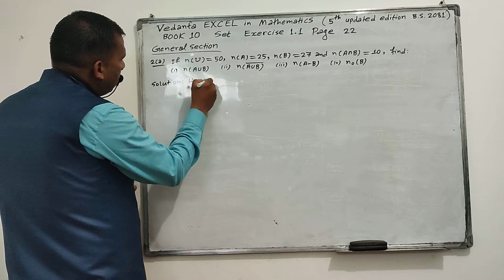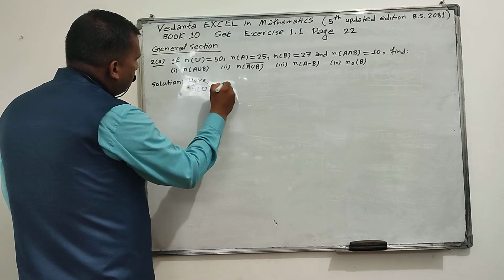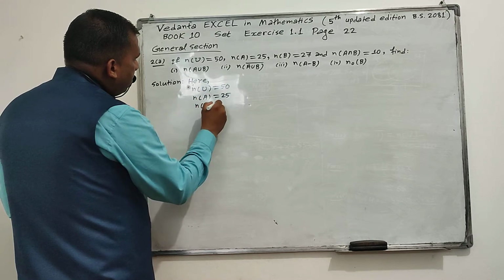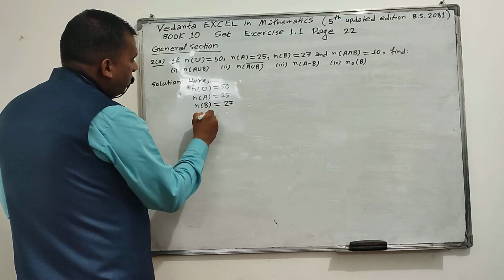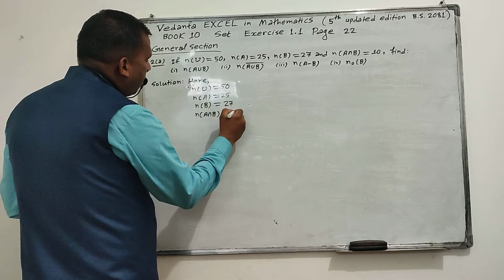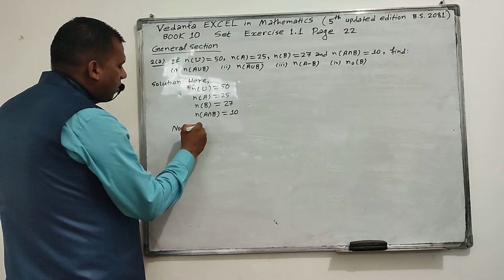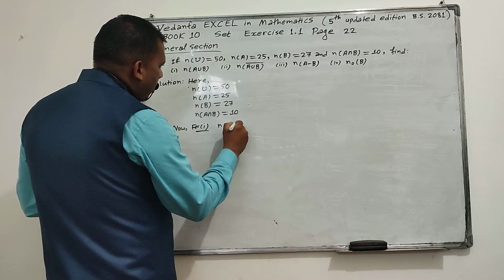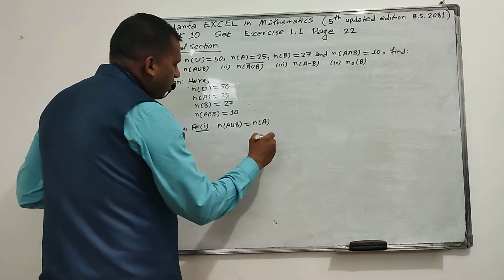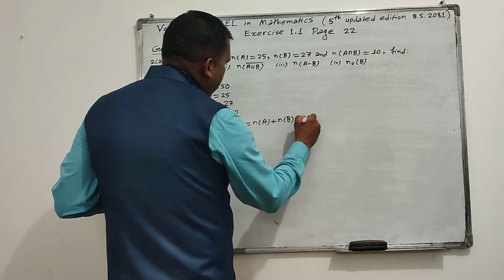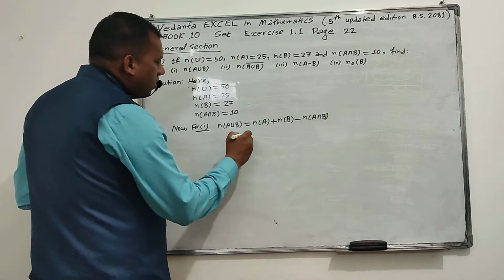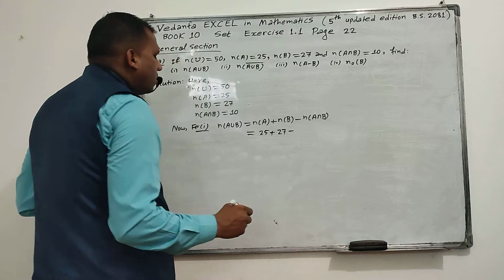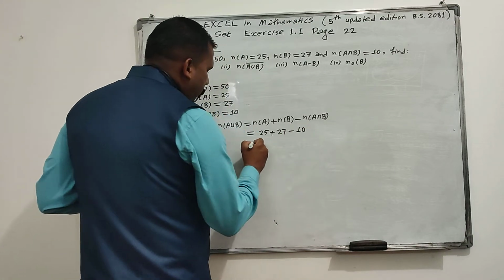Here, number of U equal to 50, number of A is 25, number of B is 27, number of A intersection B is 10. Now for 1, we have to find number of A union B. Using formula, number of A union B equals number of A plus number of B minus number of A intersection B. Now putting values, number of A is 25 plus number of B is 27 minus number of A intersection B is 10.